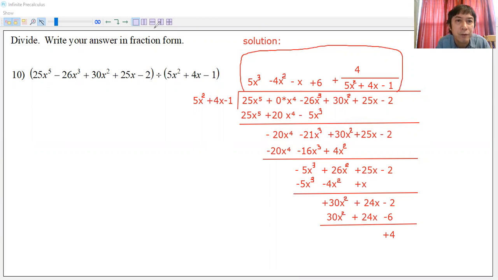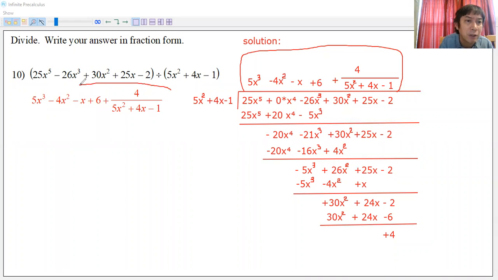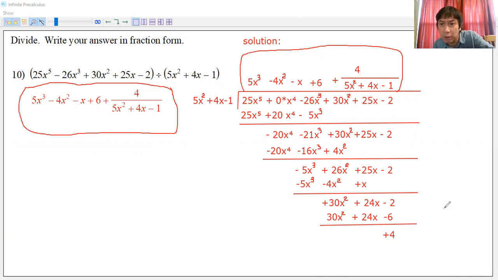All right, and let's verify from the computer. That's exactly what we have: 5x cubed minus 4x squared minus x plus 6 plus the fraction 4 over 5x squared plus 4x minus 1. Exactly what we obtained. I think number 10 is the longest in terms of the solution. We have here how many lines? 2, 4, 6. We have here 9 lines. All right, so this is for number 10.